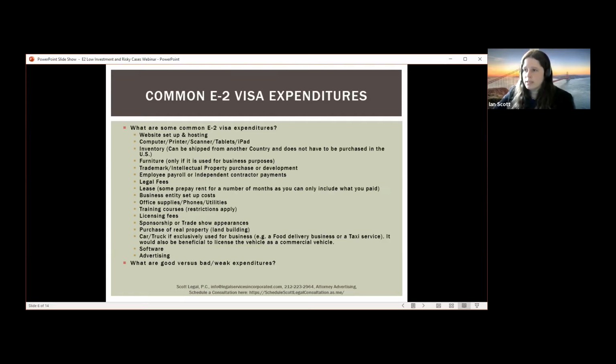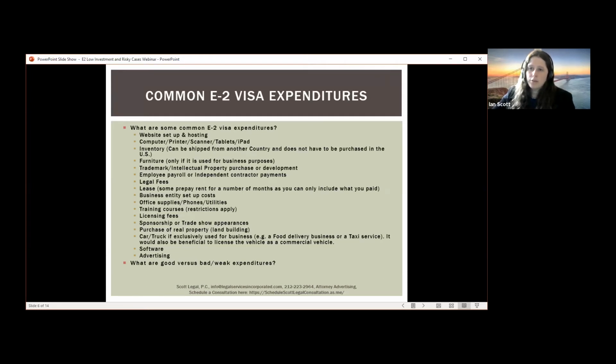So commercial space, you can also prepay your rent for a number of months, but you can only include what you've paid. Sometimes people will ask us, I've signed a lease and I'm committed to pay this amount over the course of a year. Can't we include that? Unfortunately, no, we can only include the amount of money that has actually been spent at the time that we submit the application.